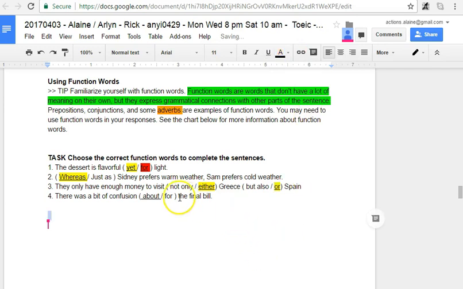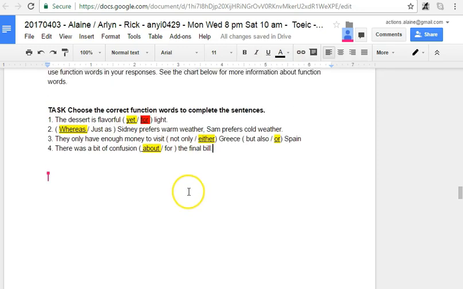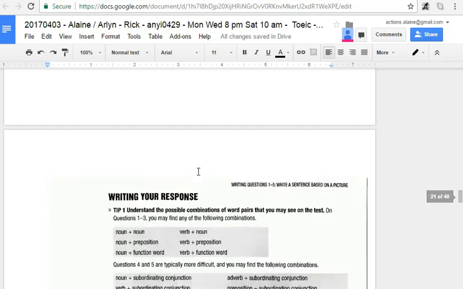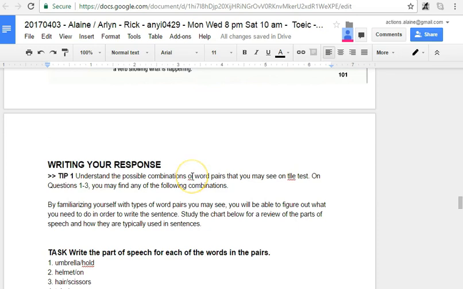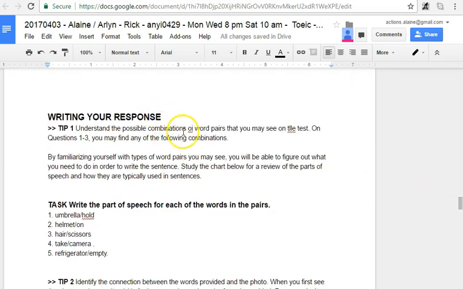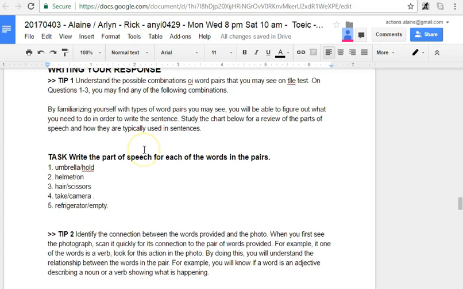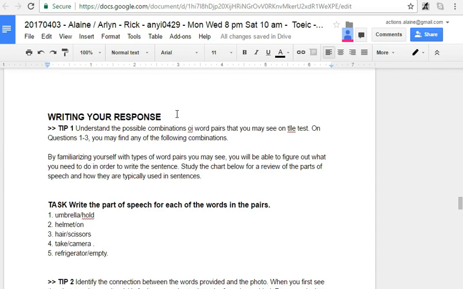Now, for number four, there was a bit of confusion about the final bill. Very good. This is correct. Because we are pertaining to the final bill, that's why we cannot use for. Very good. Now, let us go to page 22. Thank you so much for answering the activity for me. I really appreciate that, Rick. Now, please read the writing your response tips for me.